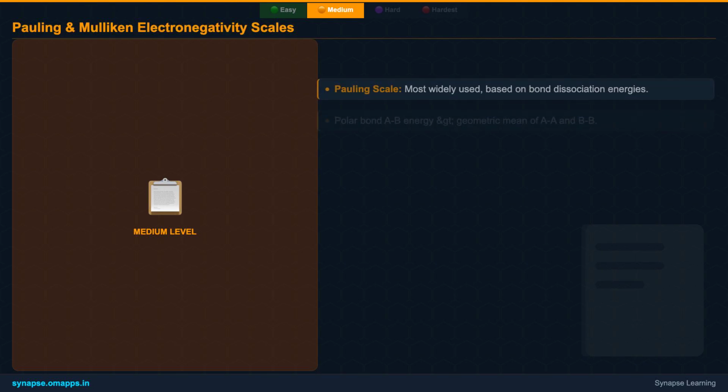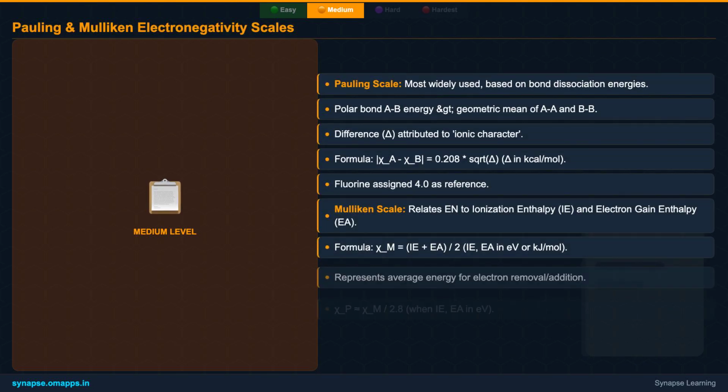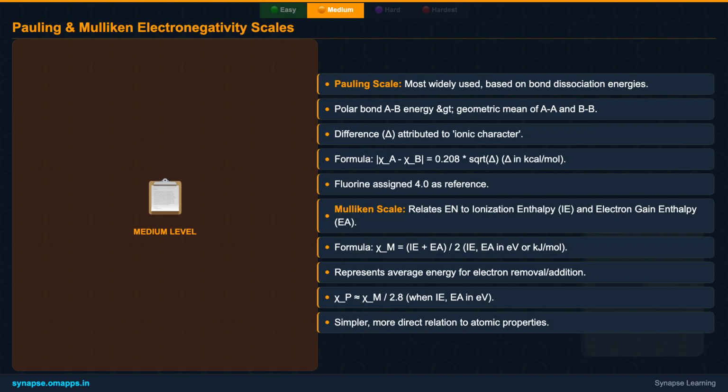The Pauling scale, the most common, uses bond dissociation energies. Pauling noticed that a polar A-B bond is often stronger than the average of nonpolar A-A and B-B bonds. This extra bond energy is linked to the electronegativity difference. He assigned fluorine an arbitrary value of 4.0 and calculated other elements' values relative to it.